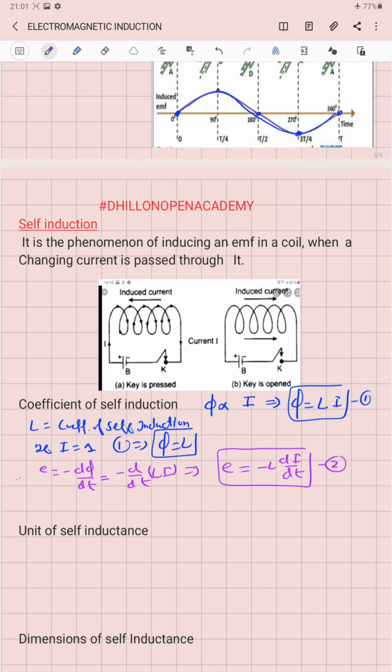Now in this equation 2, if we have di over dt equal to 1 unit, then E is equal to minus L. That is, if di by dt is equal to 1, that means the current in the circuit is changing at the rate of unity. Then the EMF induced is numerically equal to the self-inductance. That means self-inductance is actually giving us the magnitude of the EMF induced in the coil when the current in the coil is changing at the rate of unity.